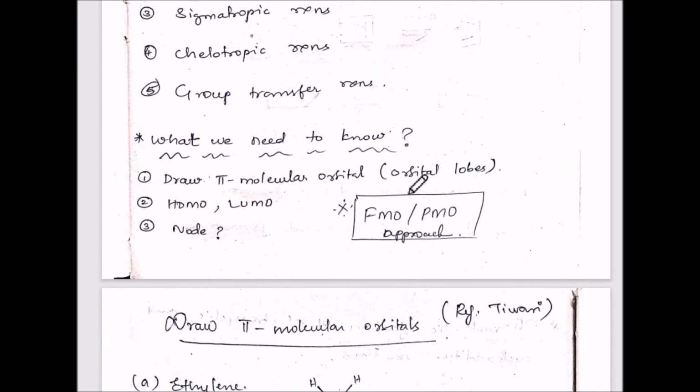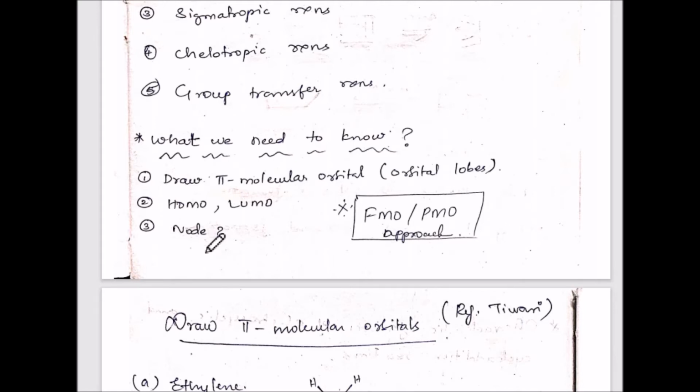These are some of the types of pericyclic reactions: electrocyclic reactions, cycloaddition reactions, sigmatropic reactions, cheletropic reactions and group transfer reactions. For today we will discuss the electrocyclic reactions, and in later videos I'll cover all these types. Before that, there are three things you should know to get a good idea about pericyclic reactions. One, you should know how to draw pi molecular orbitals, or orbital lobes.